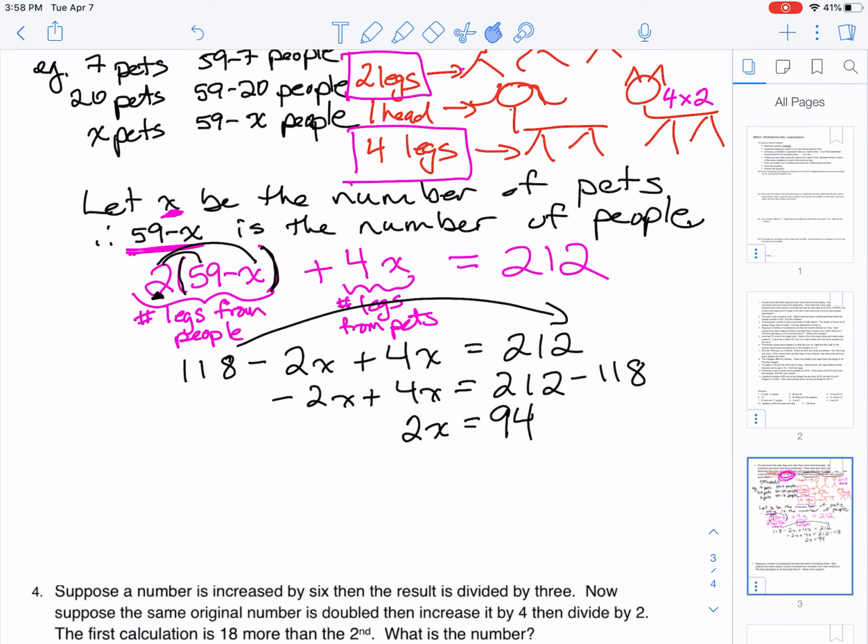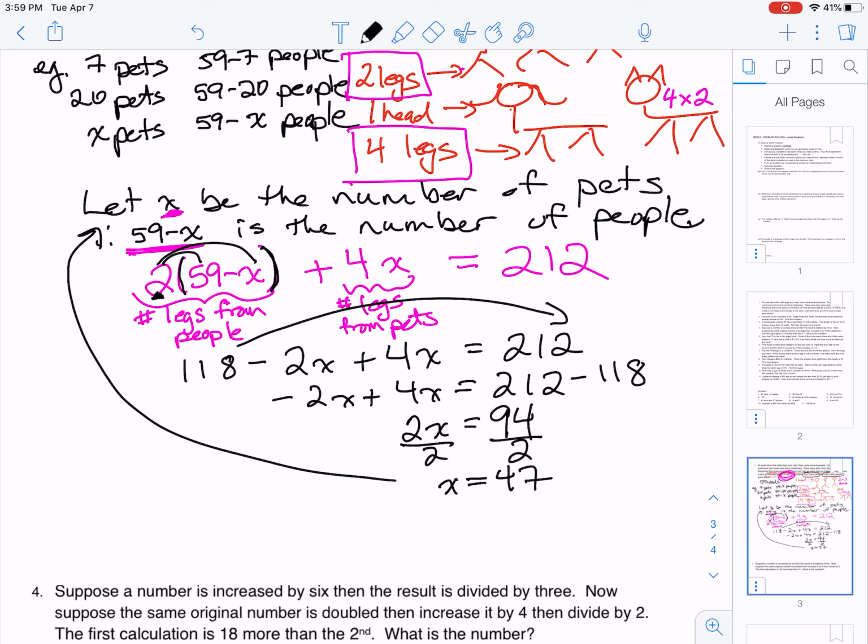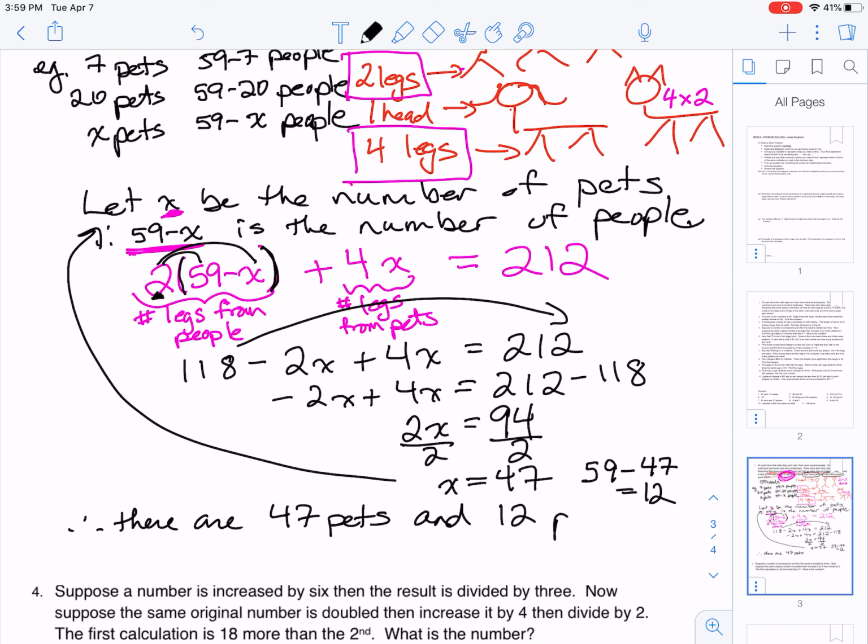And now we divide both sides by 2, and you get that x equals whatever 94 divided by 2 is, and that is 47. Now remember, if we go back to here, we said that x is the number of pets. And now to get the number of people, we do 59 minus the number of pets, which is 47. And that answer is 12. So therefore, there are 47 pets and 12 people.